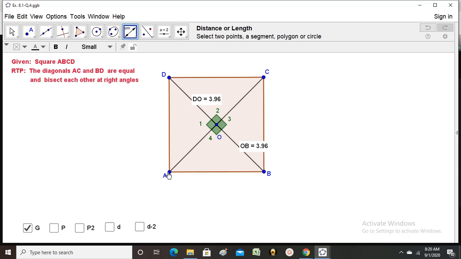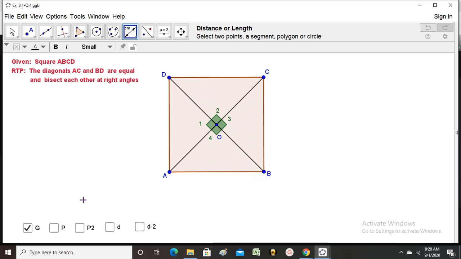And whether AC is also bisected or not, let us check. Yes, 3.96 here also. This is also 3.96. So the diagonals are bisecting each other. They are equal to each other and they are bisecting at right angles. We proved all these things practically.